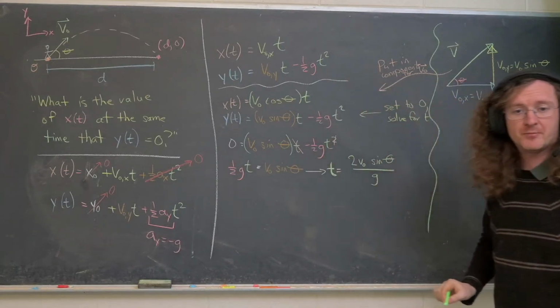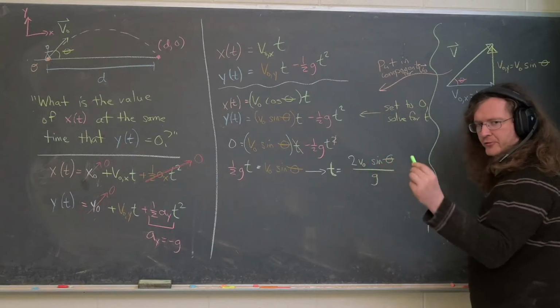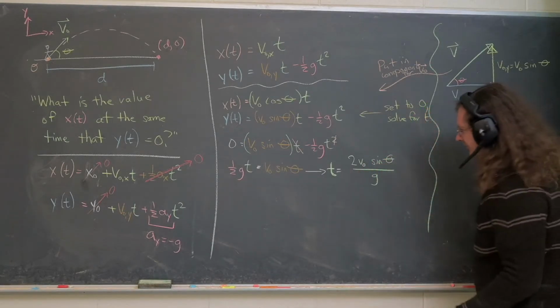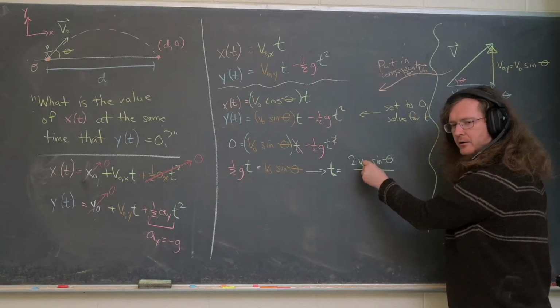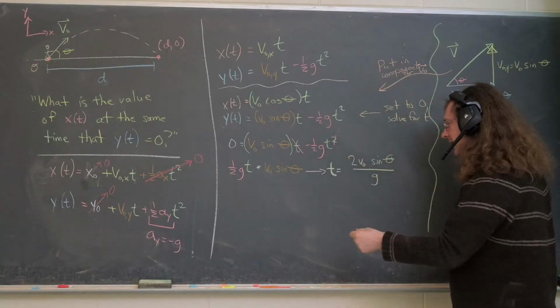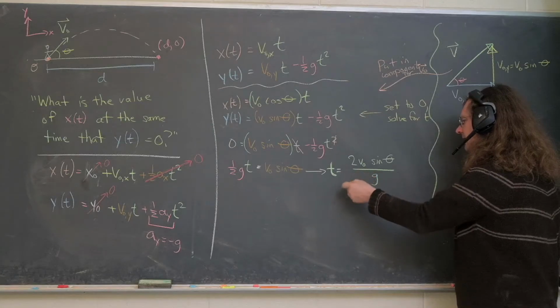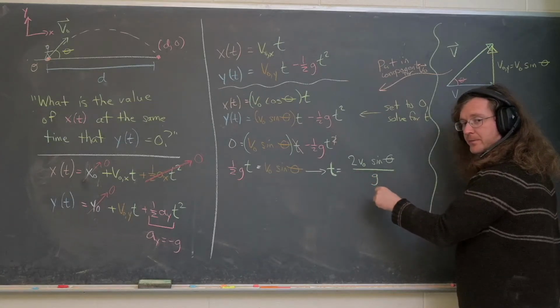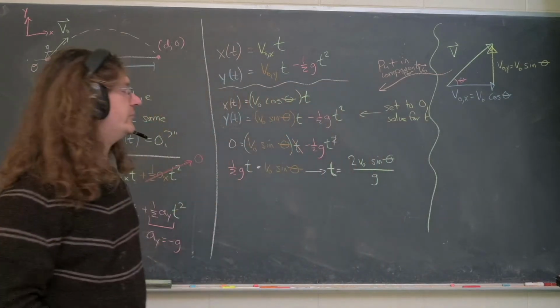Okay, does this make sense? Yes. So I know V naught sine theta is the vertical component of the ball's velocity. This tells me the ball was in the air longer if I kick it harder. It's in the air longer if I kick it up more, because sine is an increasing function for small angles. And it's in the air shorter if gravity is stronger. All right, everything checks out.